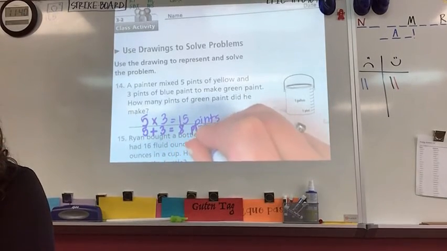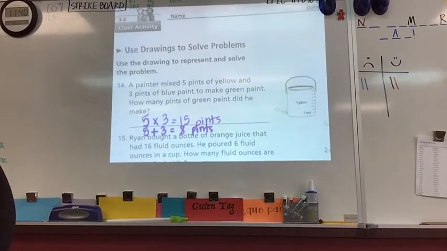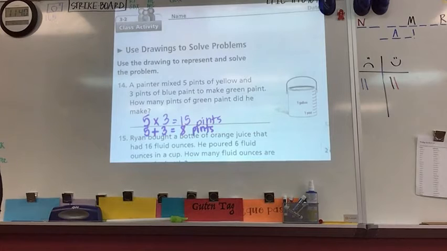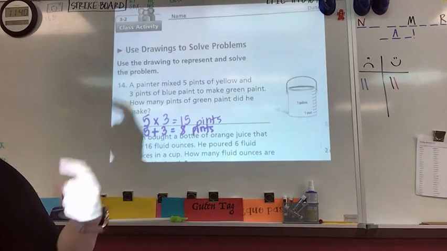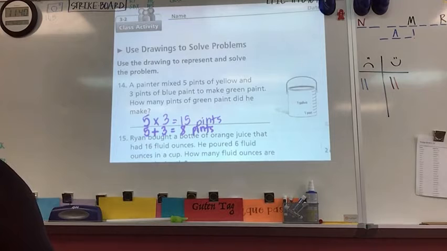What do you guys think about that one? Show me your gestures. You said 5 plus 3. That's fine. What do you guys think about that? 5 plus 3 equals 8. Do you agree? Are you thinking something different? Aha, that got a lot more agreement. Now let me tell you why.